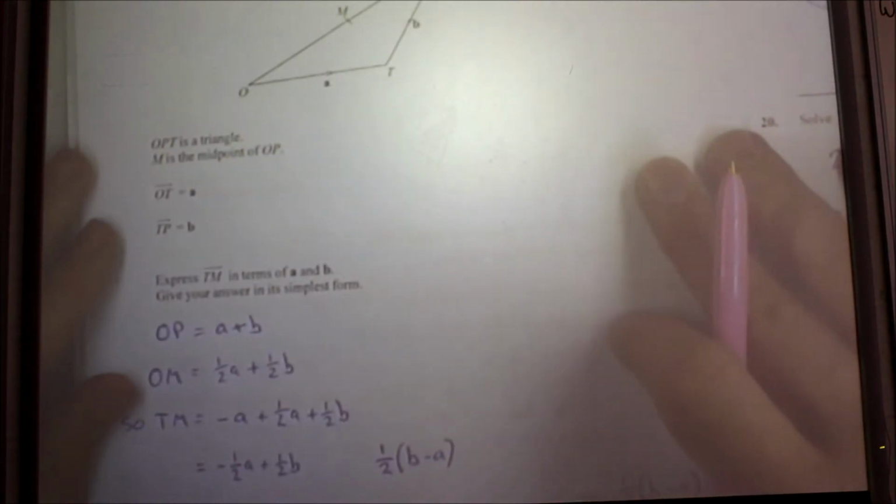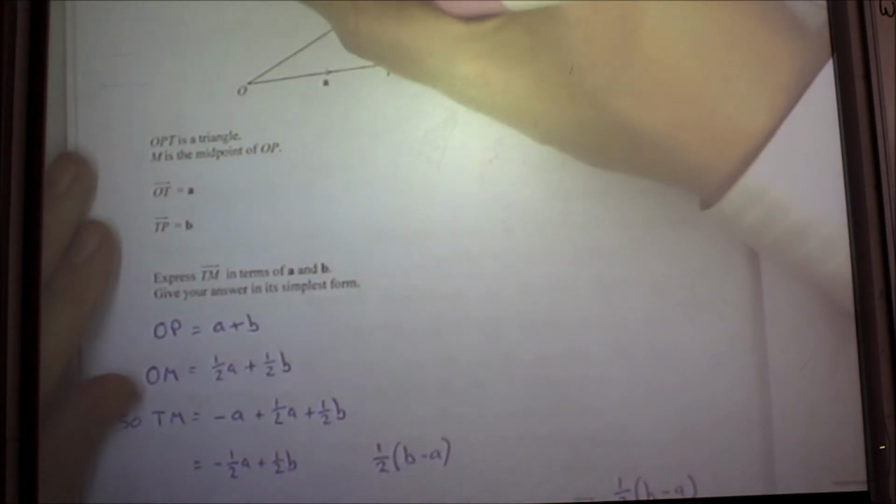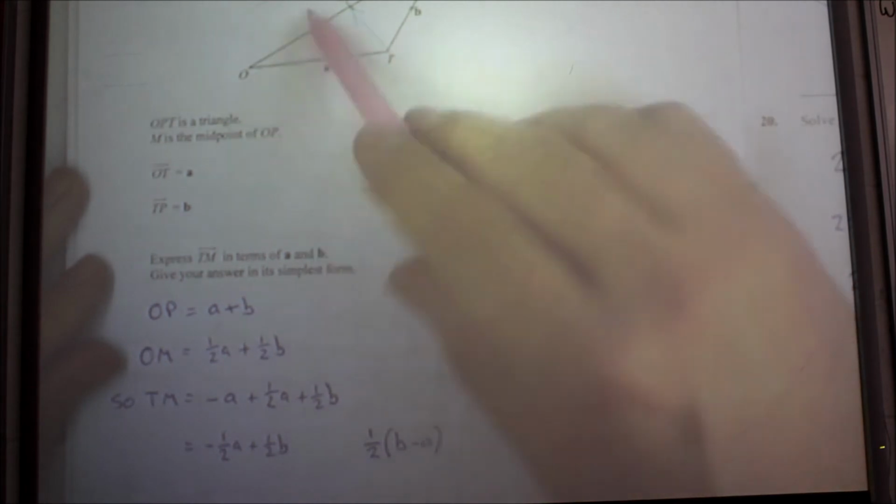Question number 18. Vectors again. What we've been asked to do, express TM in terms of AB. So you've got to go from T to M. What I do first of all is work out O to P, which is A add B. Then work out OM, but we're told it's the midpoint, so that means it's half the distance, so it's a half A add a half B.